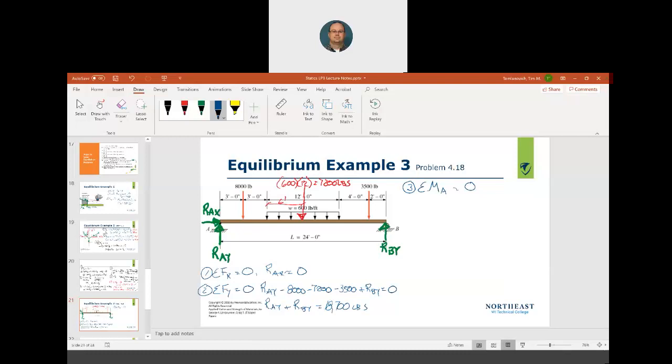So all these, this 8,000, 7,200, and 3,500 pound force, they're going clockwise, so they're negative, and the RBY is positive because it's going counterclockwise.